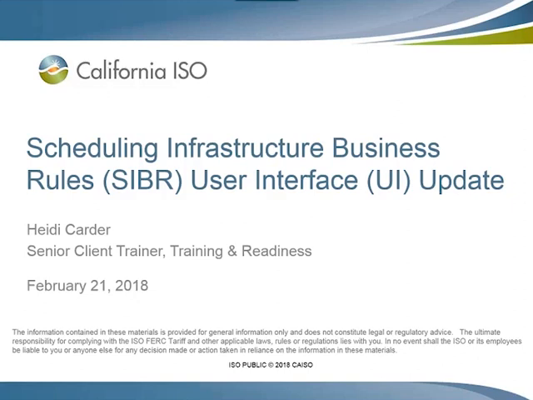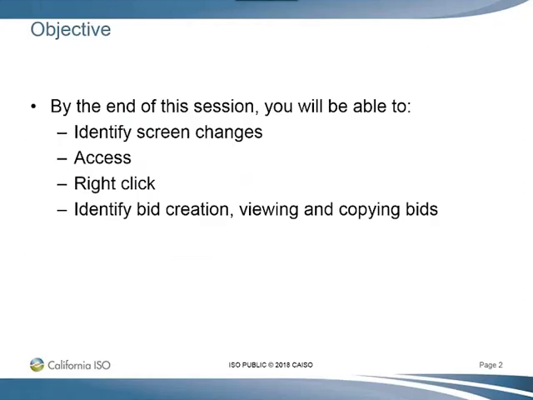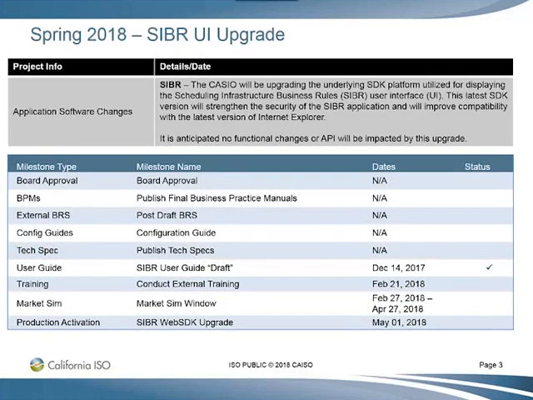I'm one of the trainers here in the Training and Readiness group, and the objective of today's session is identifying some of the screen changes so that you're ready for that, what kind of access you have, and how to right-click. That's going to be one of the new features, and also identifying the bid creation, viewing, and copying of bids. There are not a lot of functional changes as far as the process for bidding, just the UI, the look and feel of it. We want to make sure that you're comfortable with that.